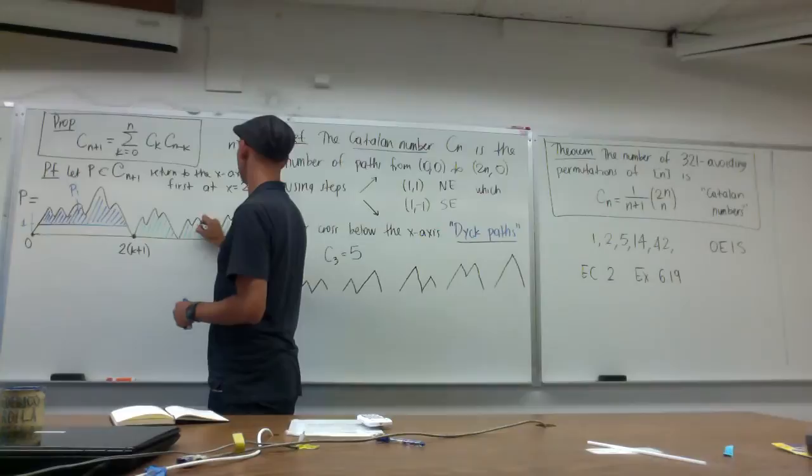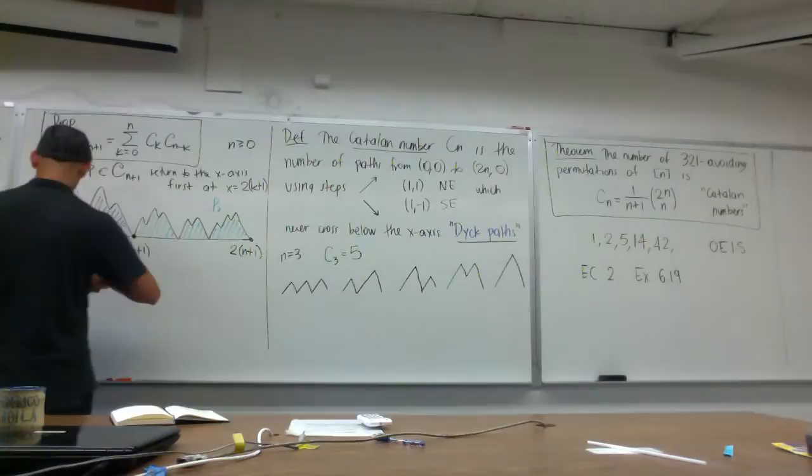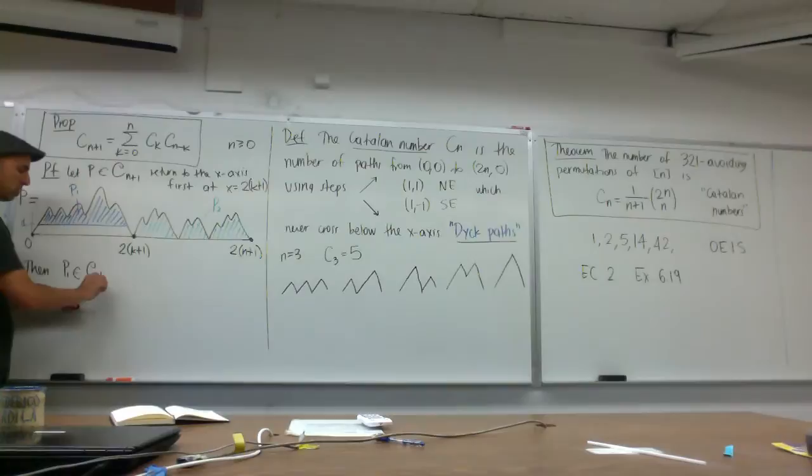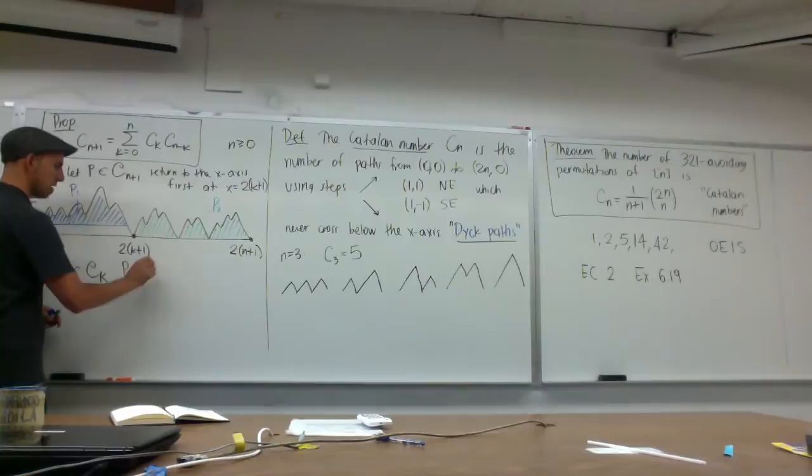Okay. So then what do I get? I get that P1 is a dike path. And how long is it? Well, it's exactly of length 2k, right? Because this is 2k plus 1, and then I need to subtract these two things. So this is a dike path for k. And P2 is a dike path of length. It goes from k plus 1 to n plus 1.